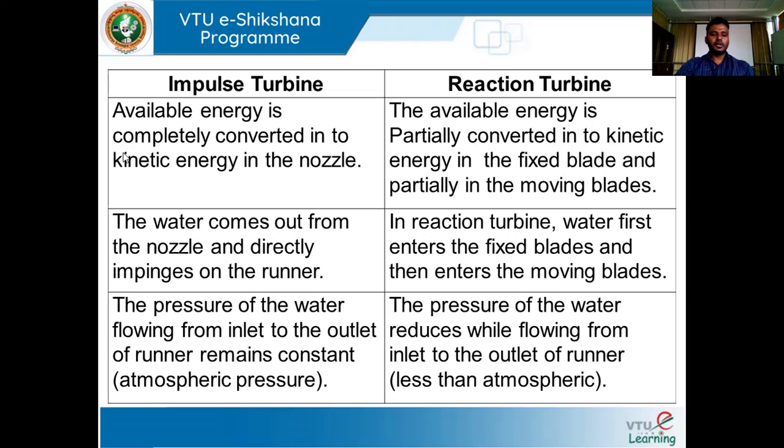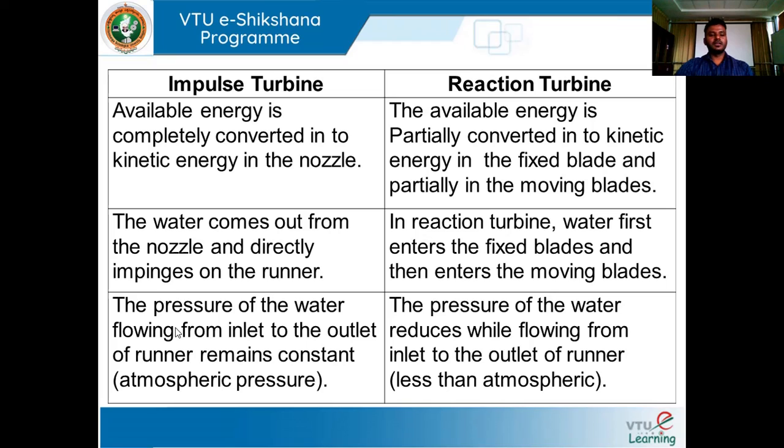In impulse turbine, the water which comes out of a nozzle directly strikes upon the runner blade. But in the case of a reaction turbine, water is made to pass through a fixed blade. So we make use of guide vanes here. The water passes through guide vanes first and then strikes the runner blade later.